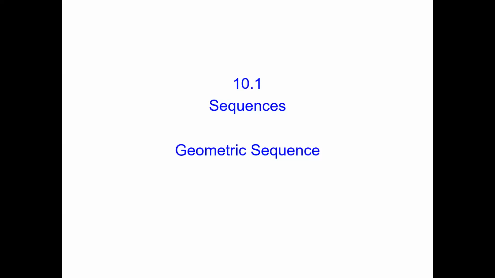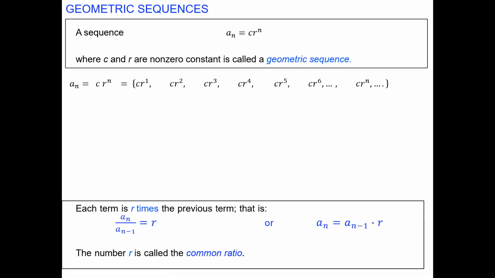This is section 10.1, sequences. In this session, we will talk about the geometric sequence only. Let's check. A sequence with the form C times R to the power of n, where C and R are non-zero constants, is called a geometric sequence.